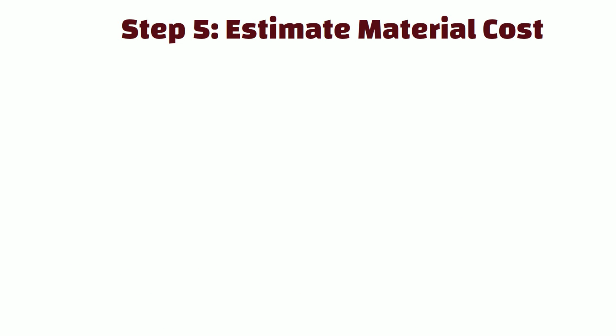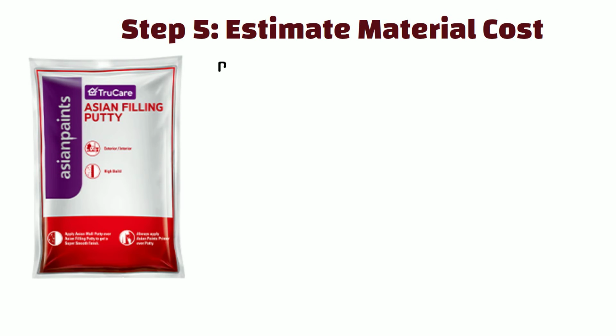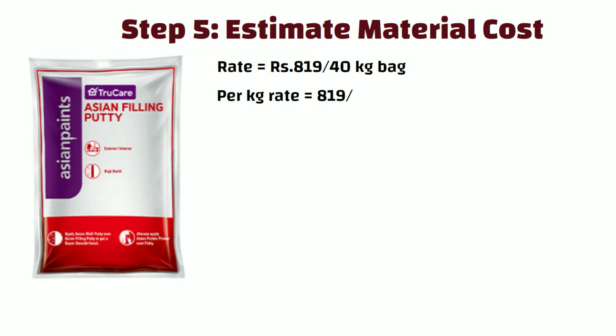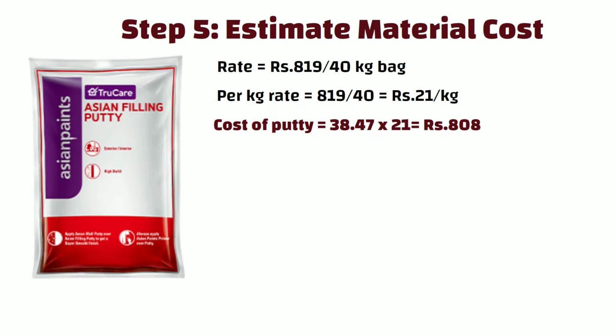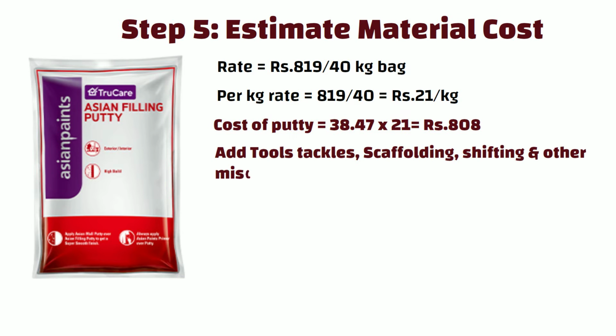Now let us move to step 5. Estimate material cost. Rate of Asian True Care putty is 819 rupees for a 40 kg bag. So the per kg rate shall be 819 divided by 40 is equal to 21 rupees per kg. So the total cost of putty is 38.47 into 21 is equal to 808 rupees. Now add tools, spatulas, shifting and other miscellaneous expenses, let us say 100 rupees.